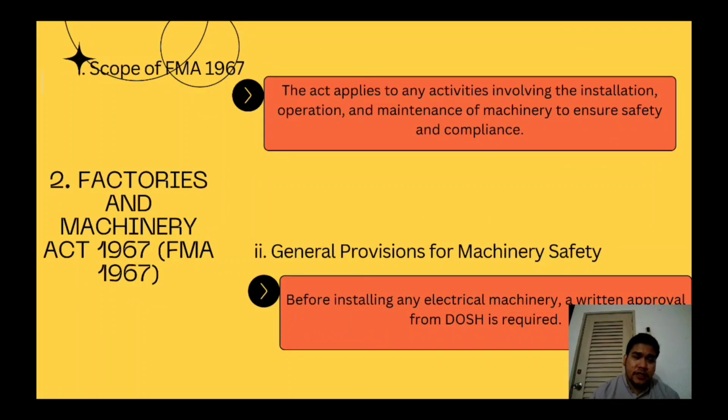It brings to the second one of the legal compliance requirements, which is the Factories and Machinery Act 1967. The Act applies to any activities involving the installation, operation, and maintenance of machinery to ensure safety and compliance. Point number two, general provisions for machinery safety: before installing any electrical machinery, written approval from DOSH is required.